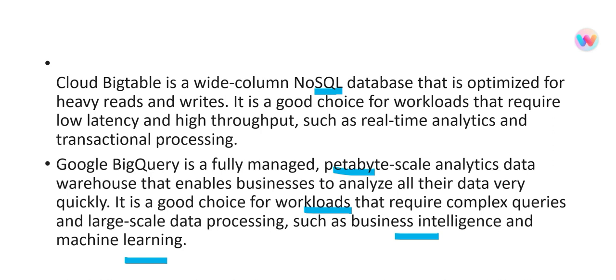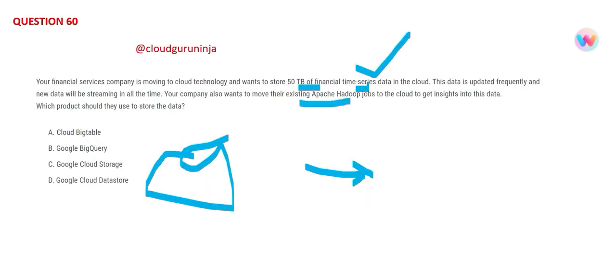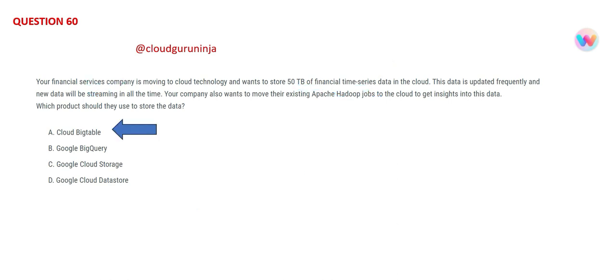We are not doing machine learning. So Bigtable is our answer here because we are dealing with some real-time analytics and transactional processing. We have both the flavors. Now you might say, how do I know we have both the flavors? See, the question talks about streaming and about moving Apache Hadoop transactions. These are transactions, and streaming is your real time. Simple. So Google Bigtable would be our answer.